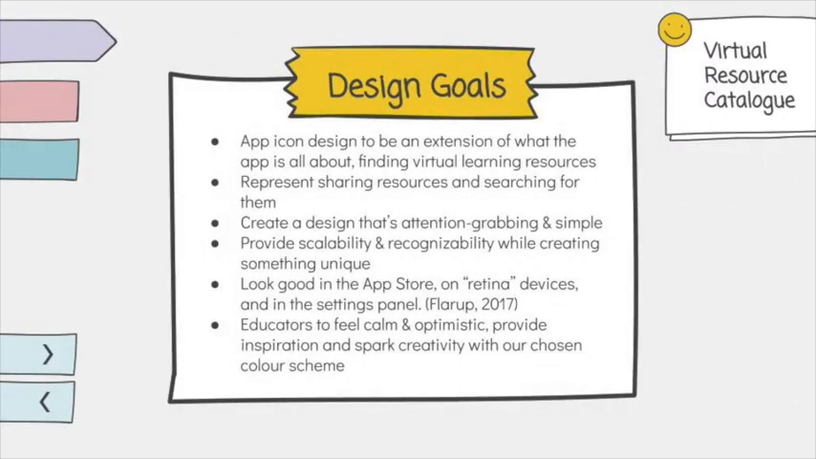Our goal was that our app icon design would be an extension of what our app is all about, finding virtual learning resources. We wanted to represent sharing resources and searching for them. Our goal was to create a design that was attention-grabbing and simple. Providing scalability and recognizability while creating something unique was important to us, as we wanted our app to look good everywhere. Our goal is for educators using this app to feel calm and optimistic, provide inspiration and spark creativity with our chosen color scheme of yellow and purple.